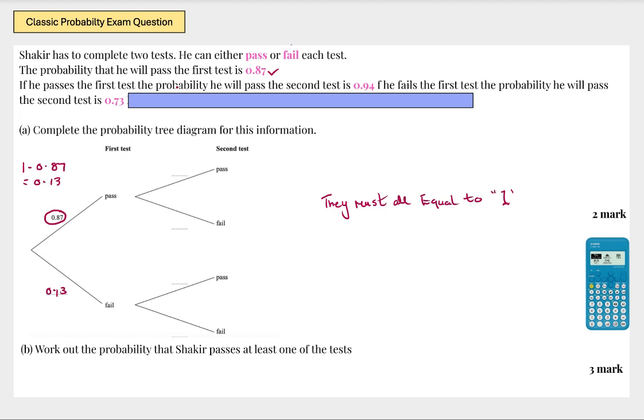If he passes the first test, the probability he will pass the second test is 0.94. Do the same again. And then finally, if he fails the first test, the probability he will pass the second test is 0.73. So the second test is a pass.